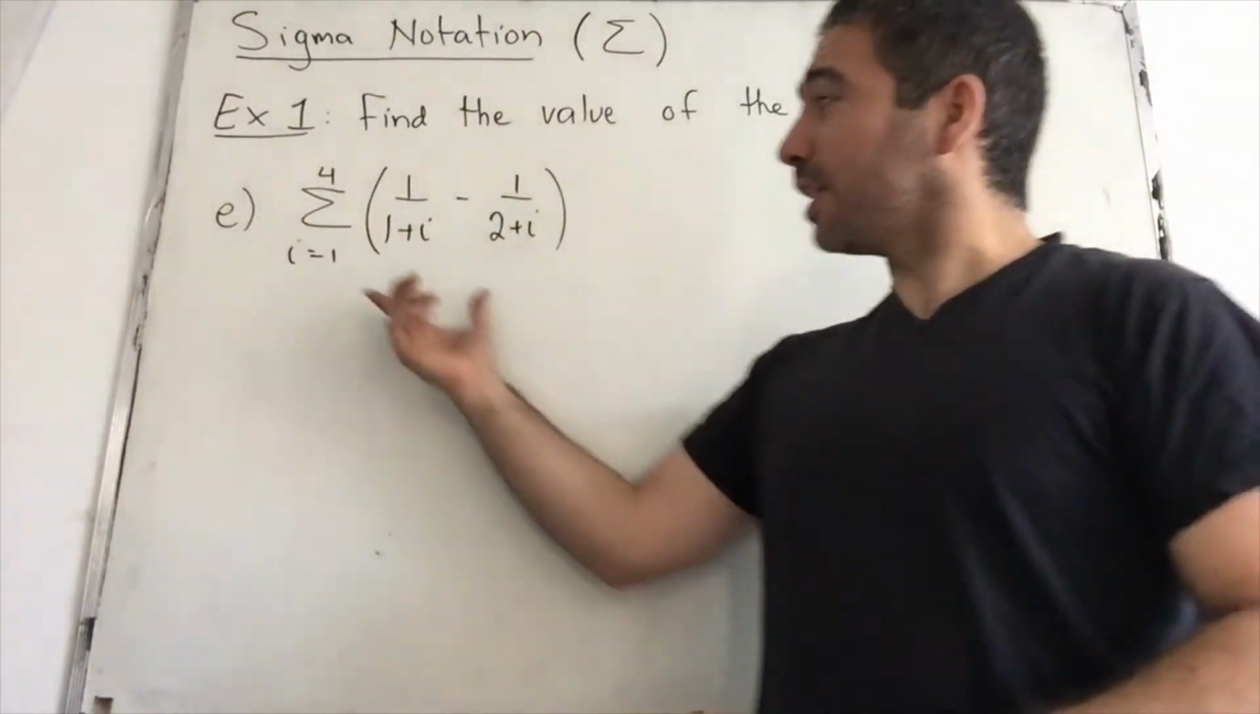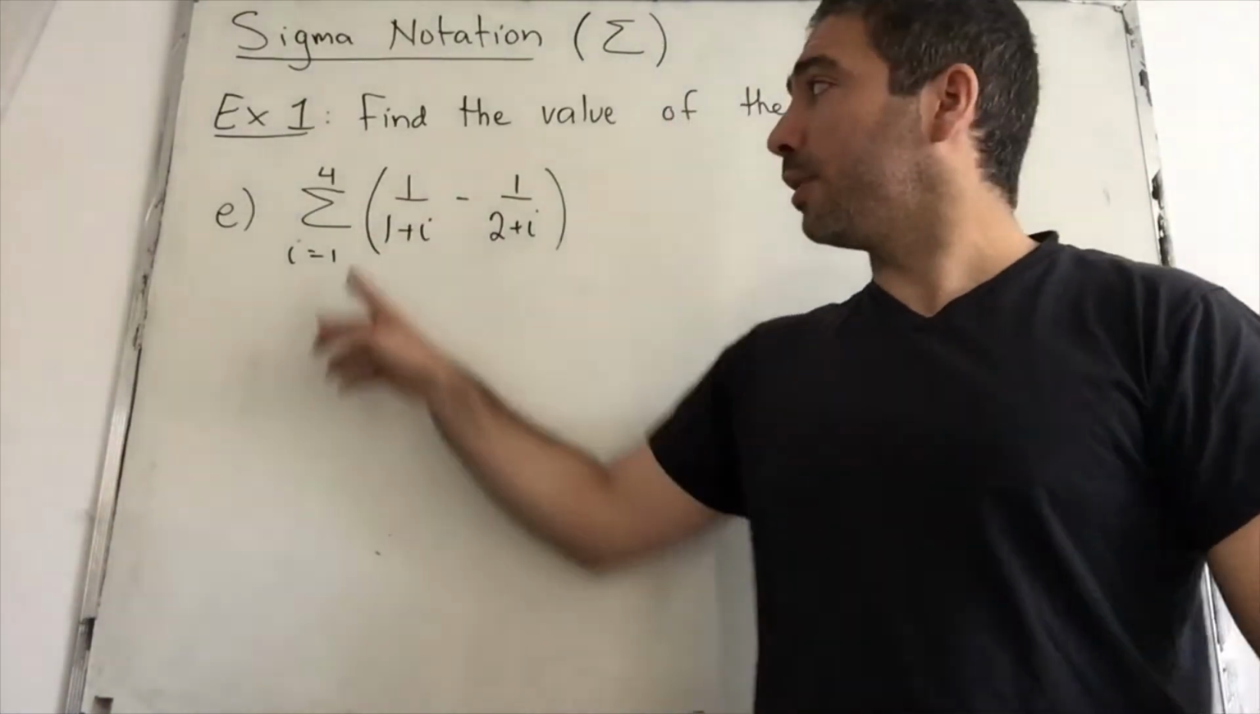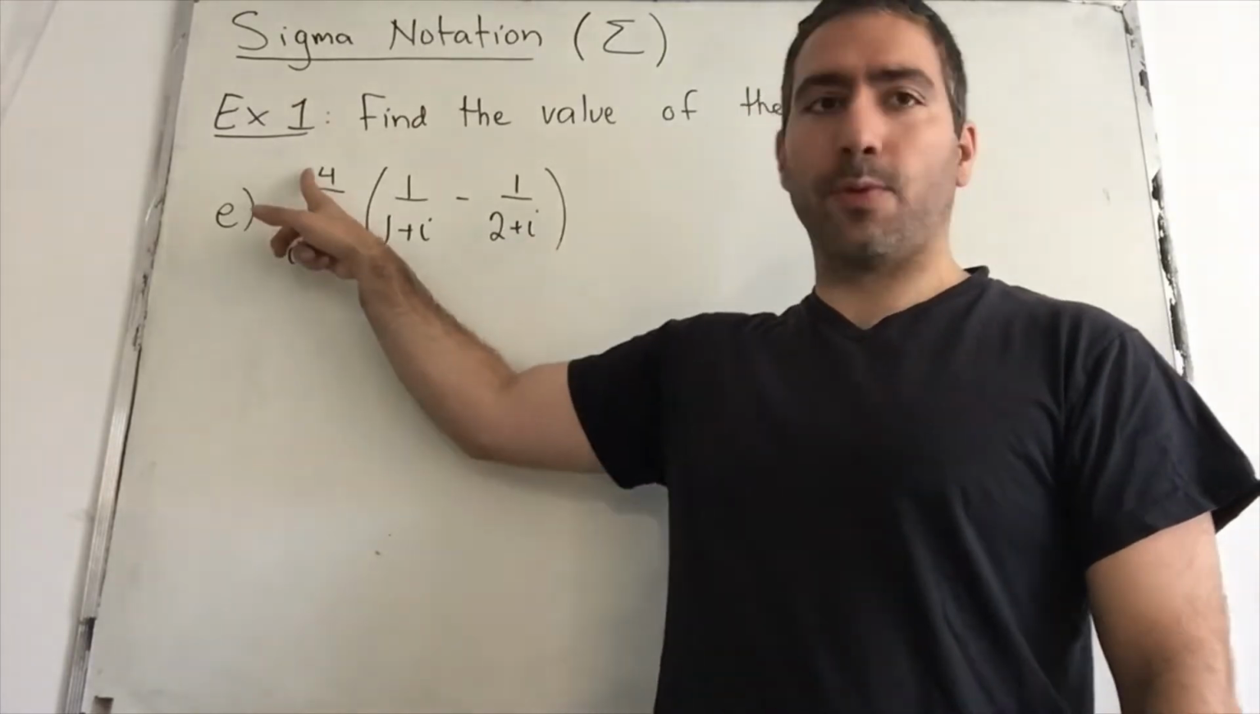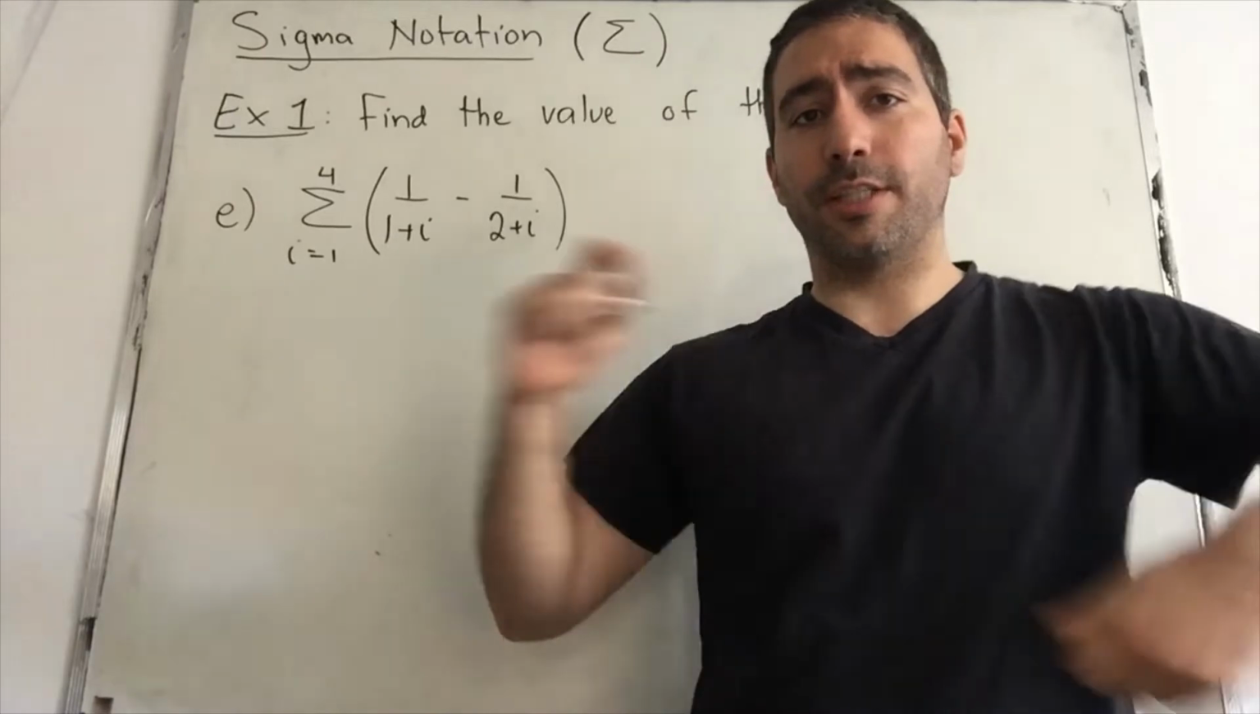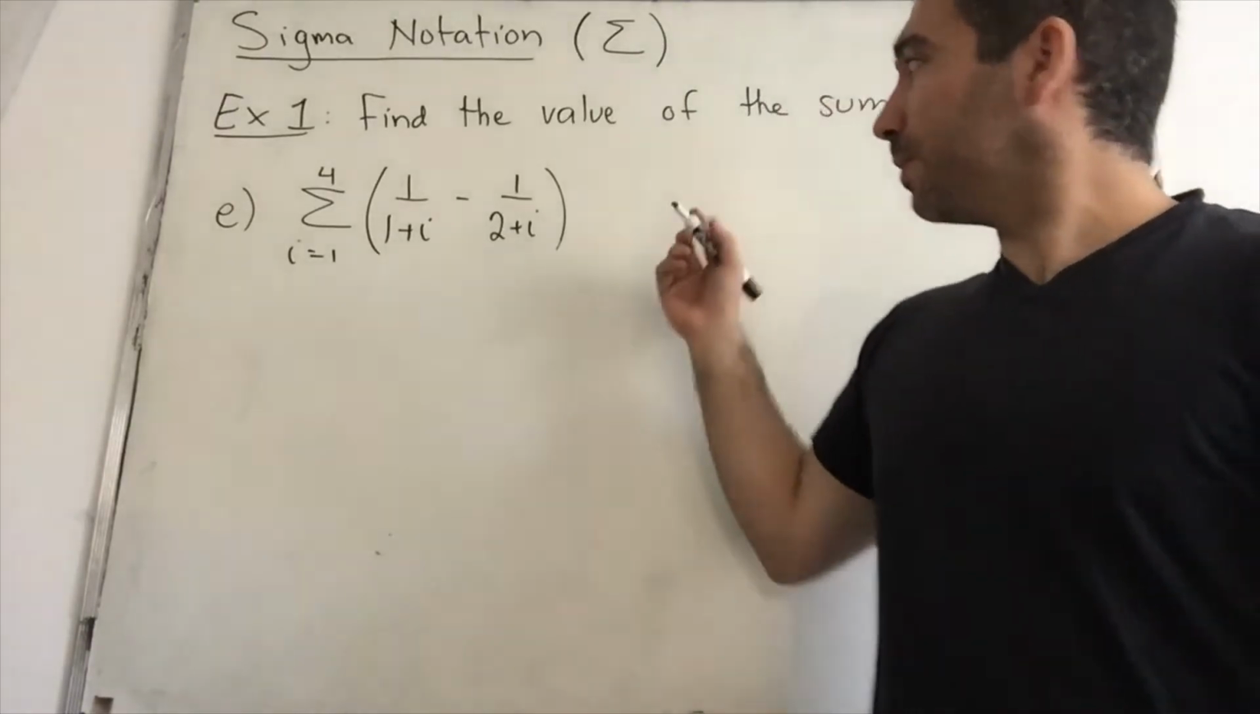So this next example is a nice one. Try it on your own, see if you can get it. We're taking the summation starting at 1 to 4 of 1 over 1 plus i minus 1 over 2 plus i. So pause the video, try to see if you get the same answer as I do.